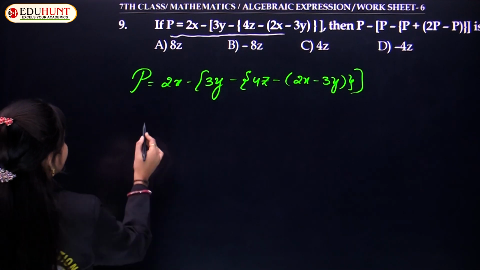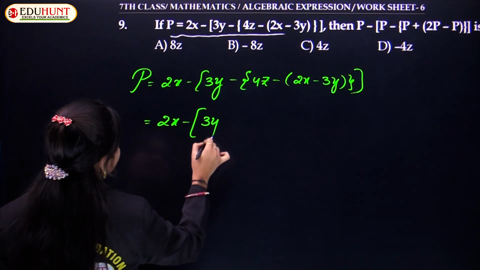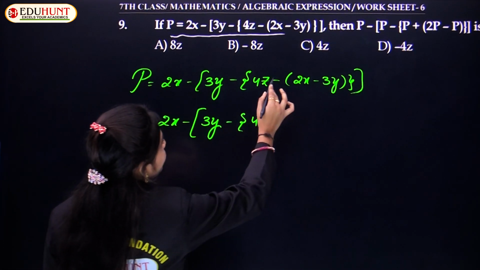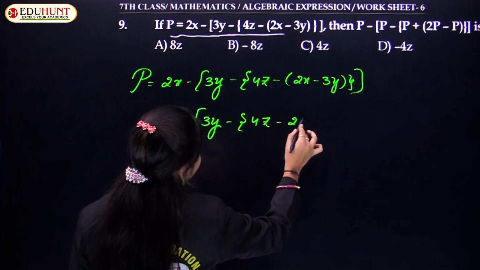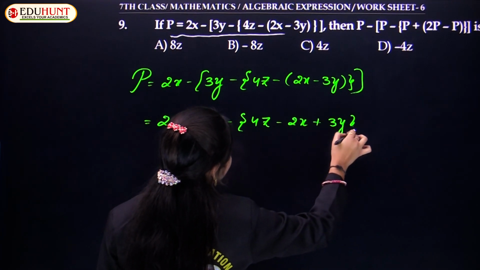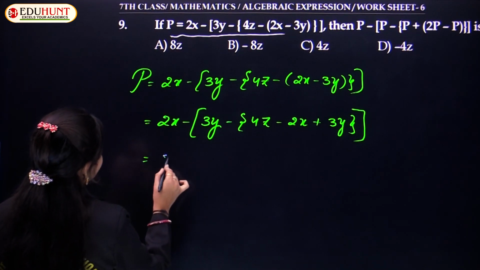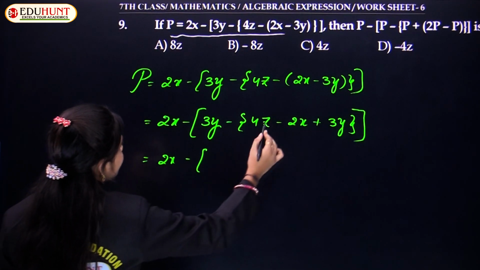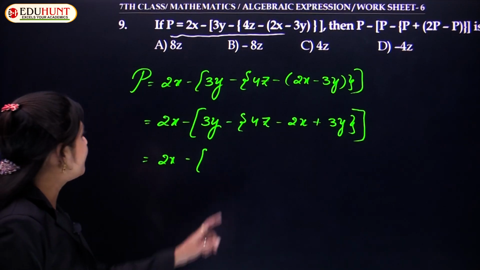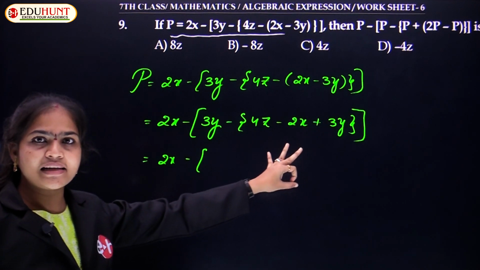Now see here, which is equal to 2x minus of 3y minus of 4z. Here minus into plus is minus 2x, minus into minus is plus 3y. So remove the first bracket. Next, we need to simplify the values inside the brackets. Is any simplification possible here? Not possible. Why? Because z, x, y are 3 different terms, they are unlike terms only.